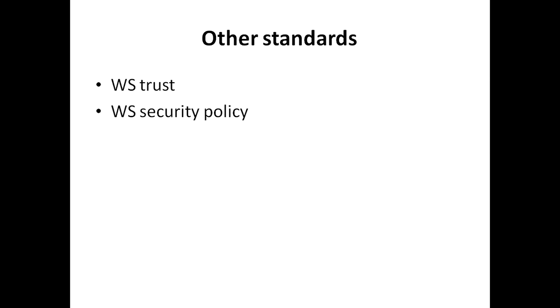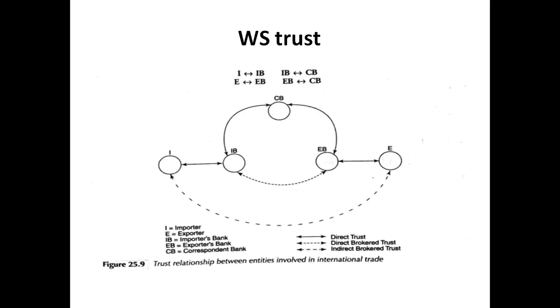So, other standards. There are two other standards we are going to see here. One is web service trust. Another is web service security policy. First we'll see web service trust. Two endpoints of a web service may never have interacted with each other. To build trust between themselves, they could use an intermediary known to both parties who could create a SAML token on behalf of the party that needs to be authenticated. It is just one way of establishing trust.